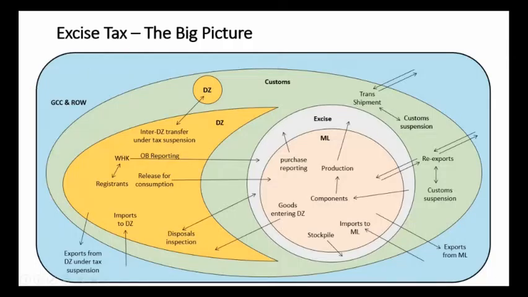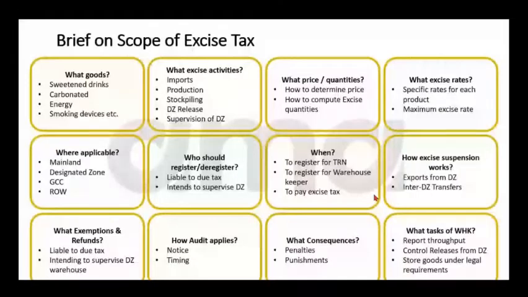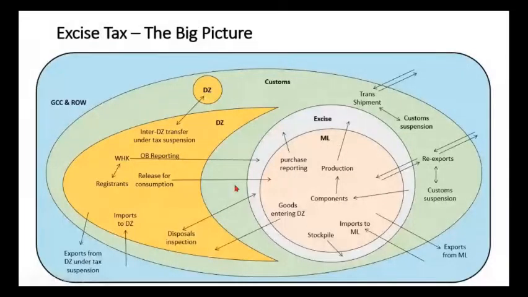So I think this pictorial visualization gives you an idea of the ambit of excise tax, and how broad this domain is, although it's less discussed. And one thing to note is that between the designated zone and the mainland, there are two layers which are always there: one is the customs and the other is the excise. So whatever is moving into the designated zone from the mainland or vice versa will always be exposed to the excise tax.